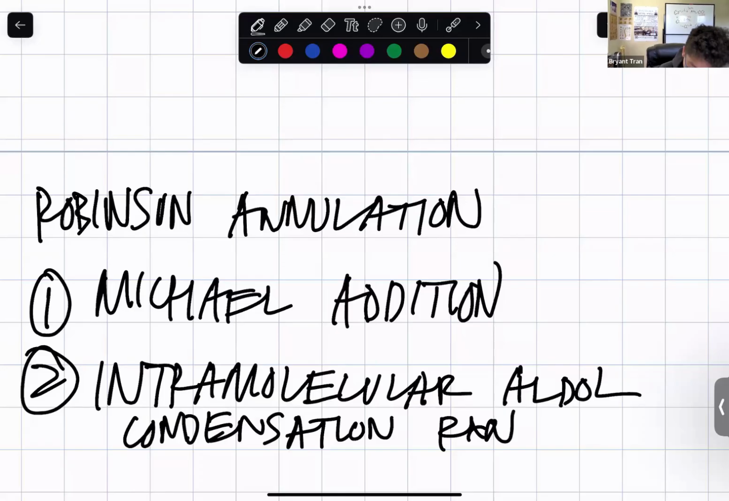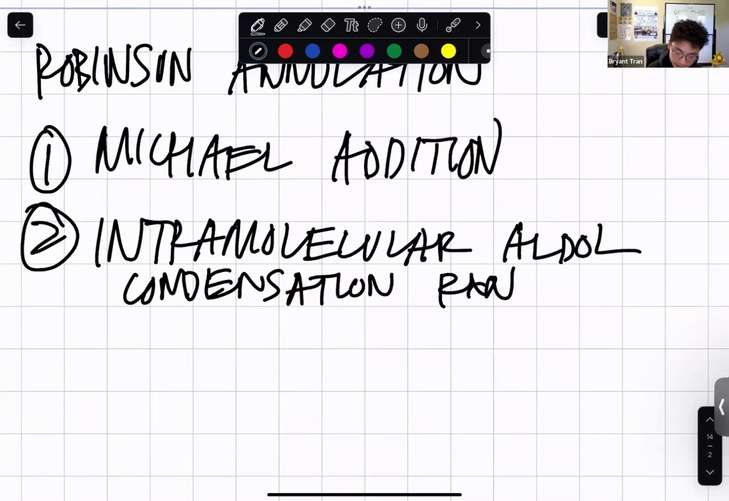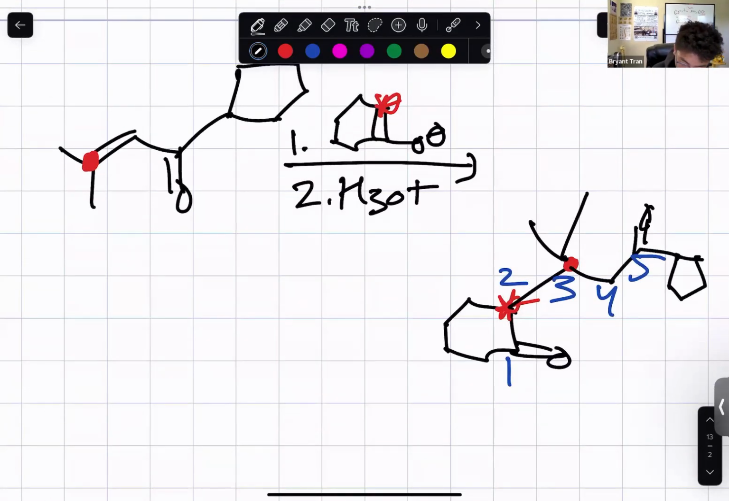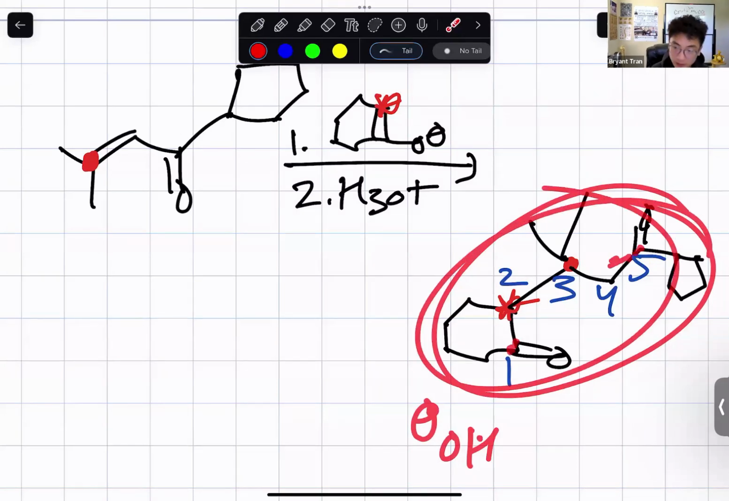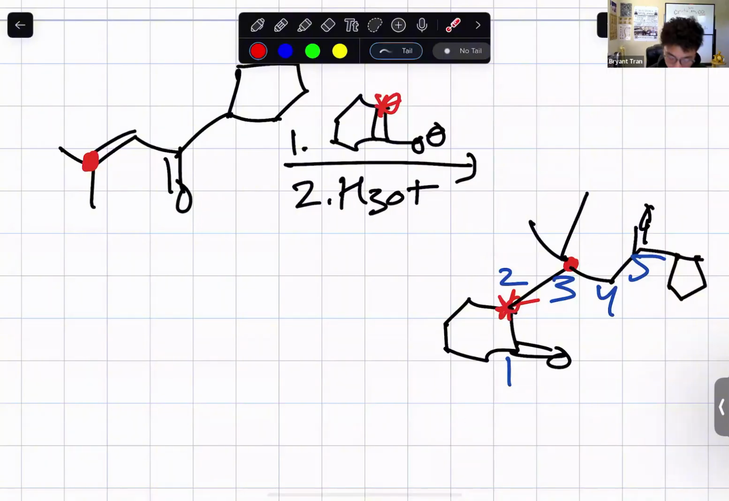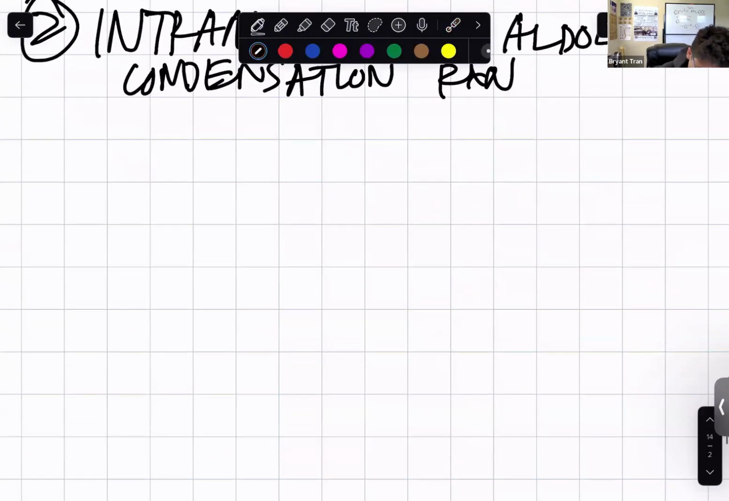Okay, and that's because we're still in basic conditions, and once we end at this 1,5 dicarbonyl here, if the reagent is a base, this can do an intramolecular Aldol condensation, forming either a 5 or 6 membered ring, more typically a 6 membered ring. So let me give you an example of that.